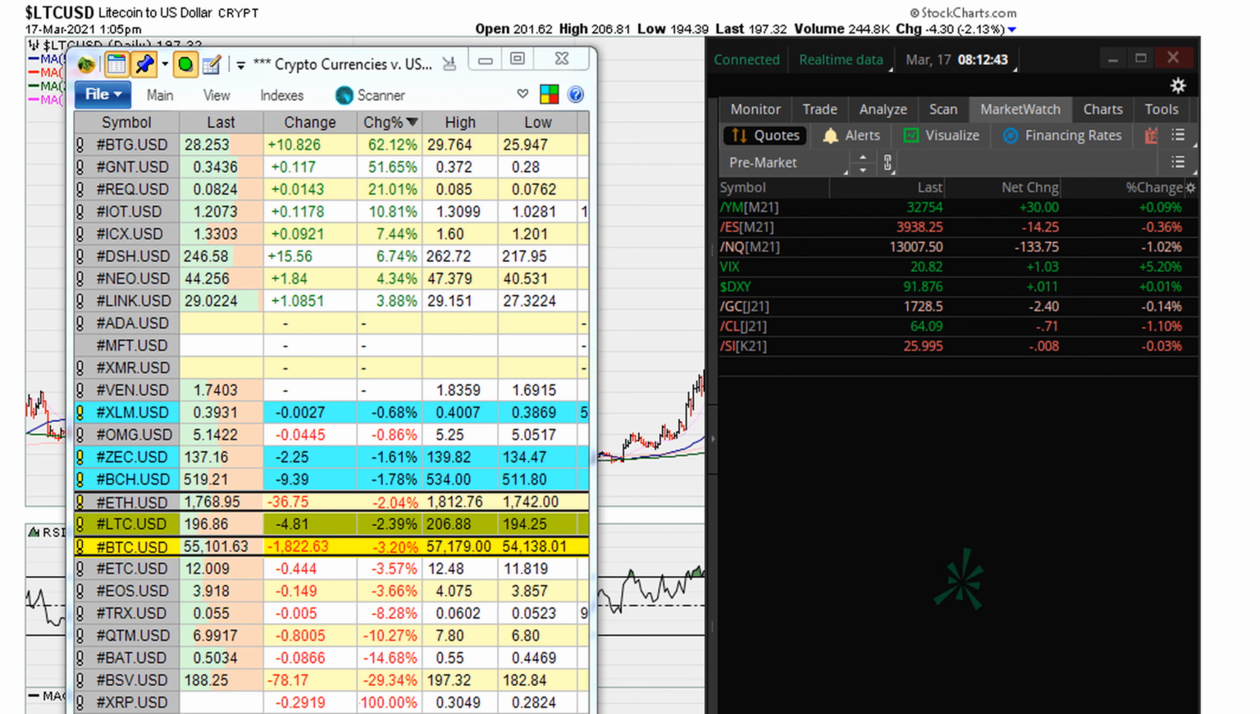Let's take a look at the cryptos. I want to highlight one aspect of the RSI that does come into good use if you understand the probabilities. So let's take a look here. We take a look at Litecoin, Ethereum, and Bitcoin. Right now, Bitcoin is down about 3.2%. All right, let's begin with the daily charts.